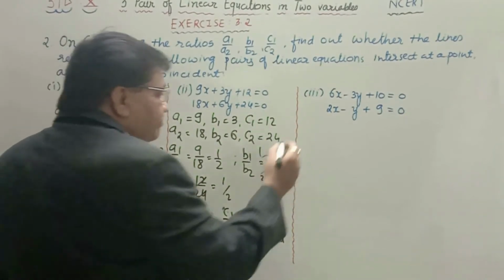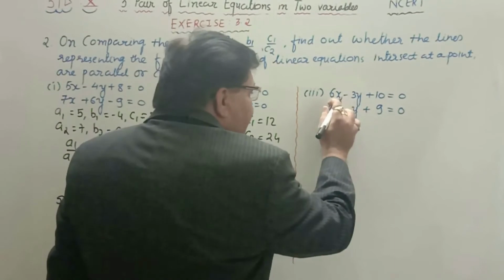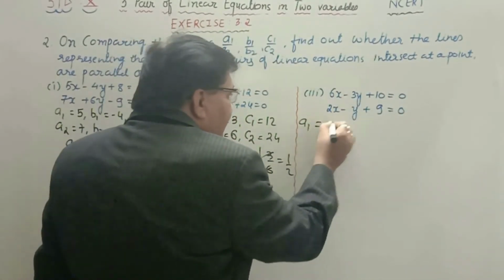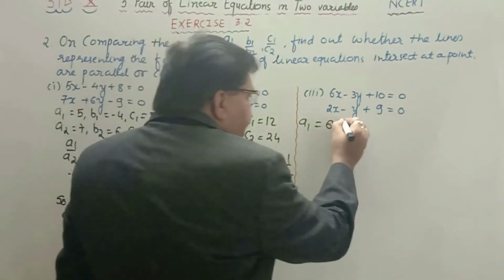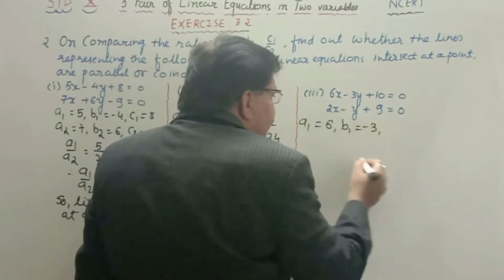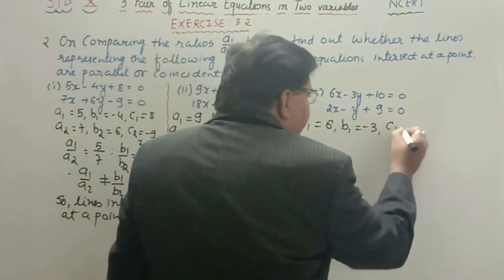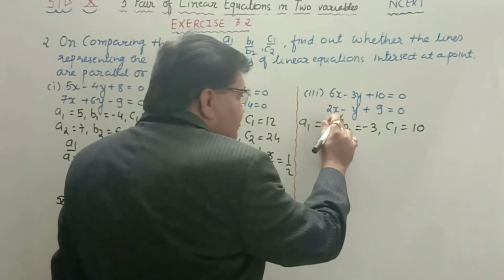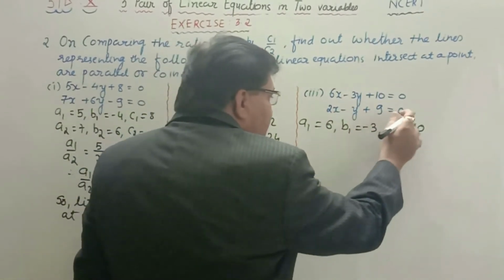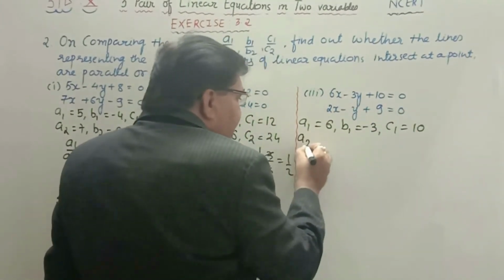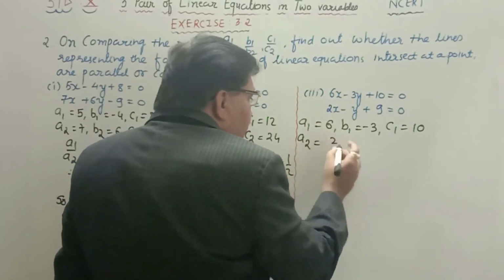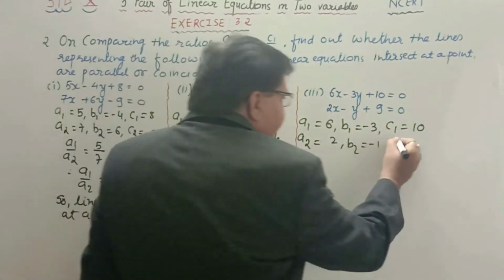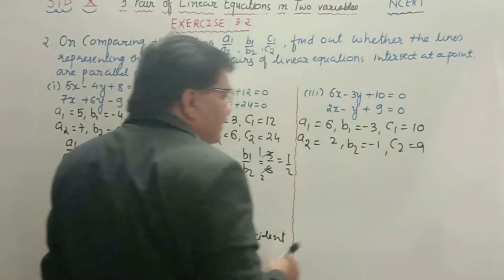सम 3 देखते हैं. Comparing with A1x plus B1y plus C1 is equal to 0. Here we get A1 is equal to 6, B1 is equal to -3 and C1 is equal to 10. Comparing with A2x plus B2y plus C2 is equal to 0. Here we get A2 is equal to 2, B2 is equal to -1 and C2 is equal to 9.